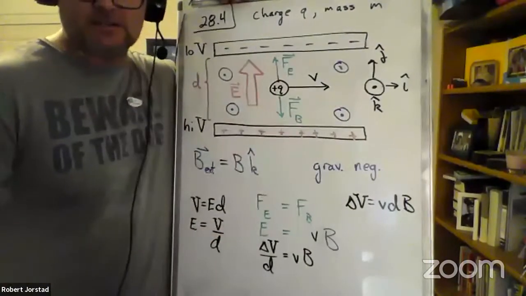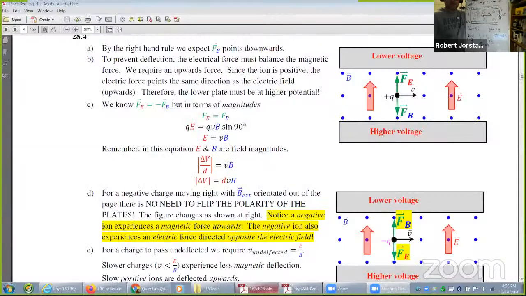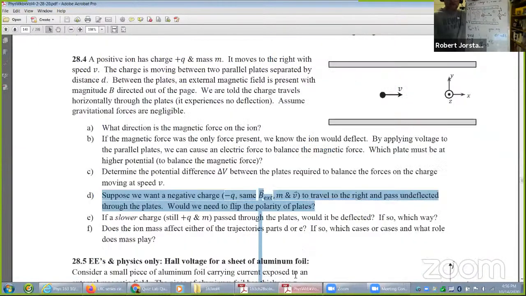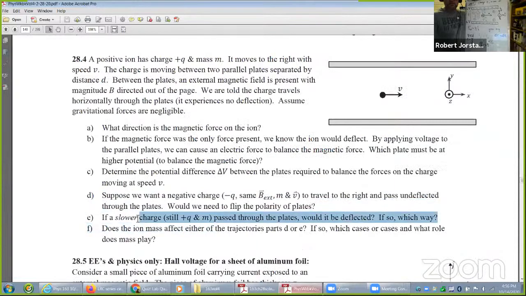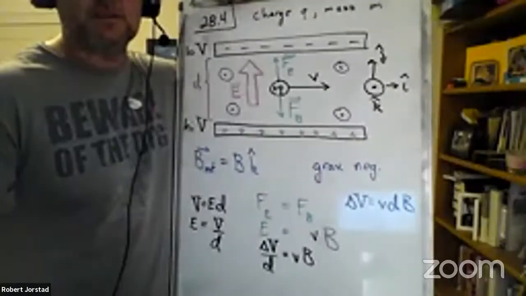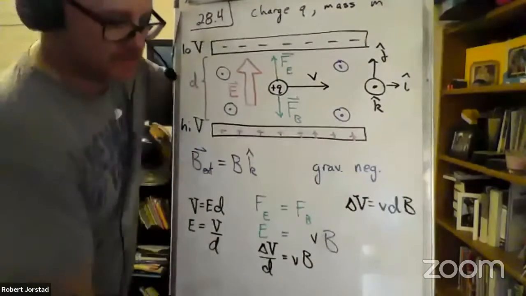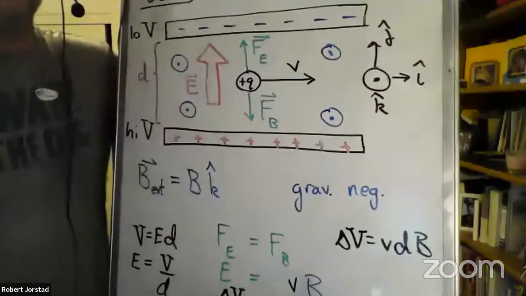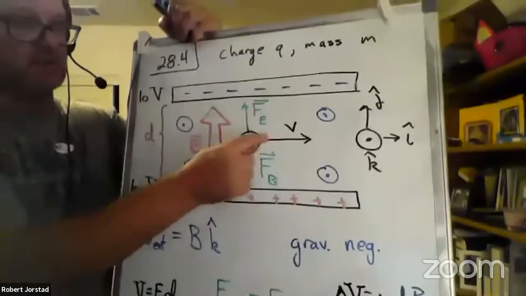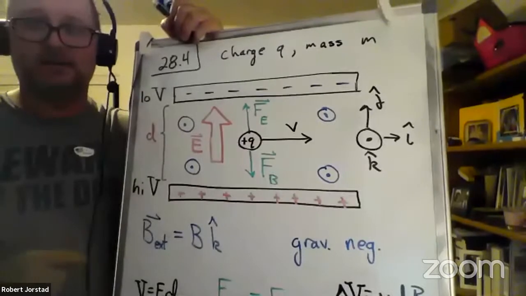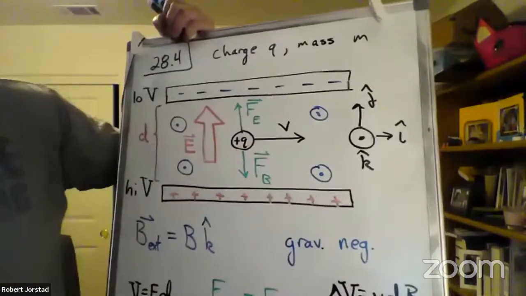All right, so let's take a look here. Let's see what else we have in here. If it was slower, okay, so let's do this. Let's say this thing is moving slower now. For some reason, let's say you redo the whole problem and you used a smaller V. Is that going to matter? And if so, which way is it deflected?